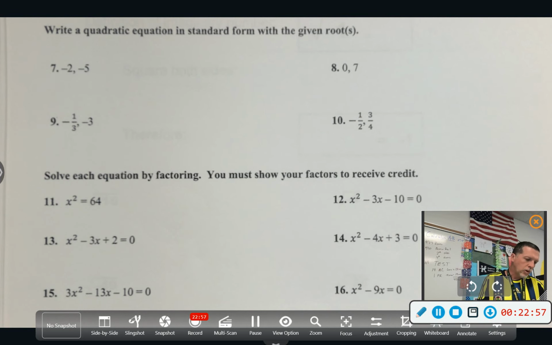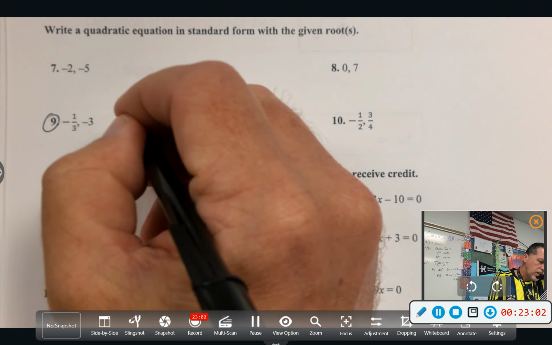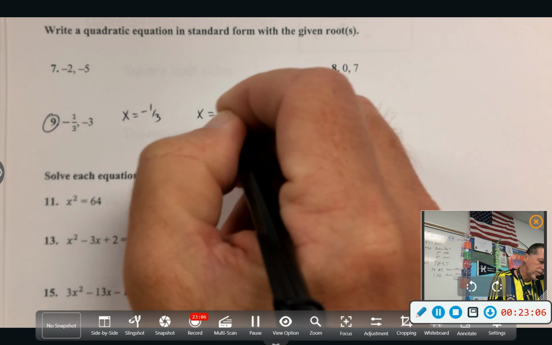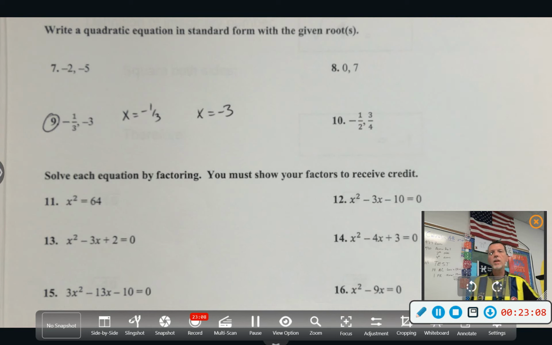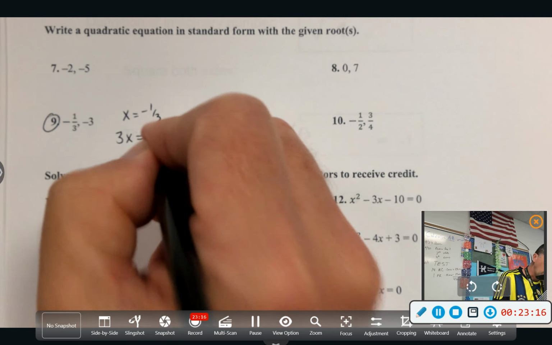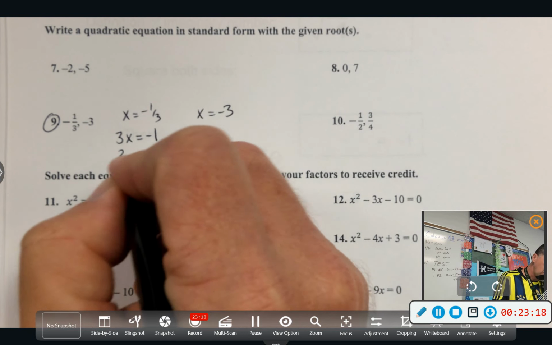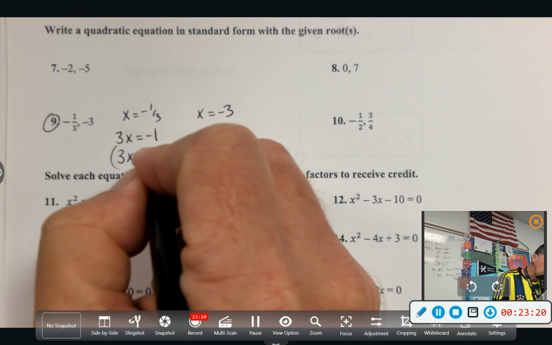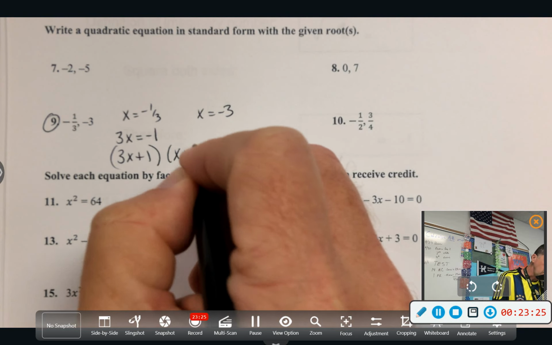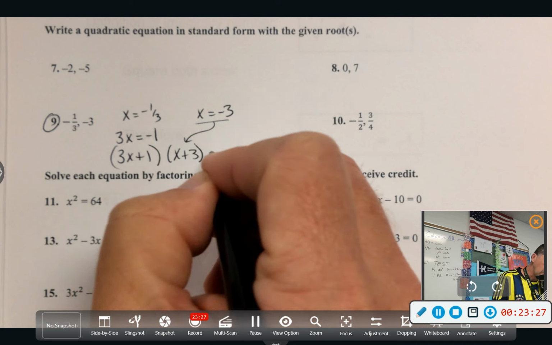And then let's do one more. Let's look at number 9. This is another Jeopardy question. So x equals negative 1/3. x equals negative 3. Some of you are going to start skipping steps on this one because you're going to be able to jump ahead and figure out what the factor is. I'm going to slow it down here. 3x is negative 1. That means 3x plus 1 is my factor. And x plus 3 is the other factor.